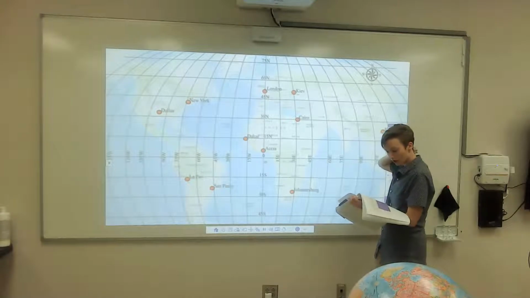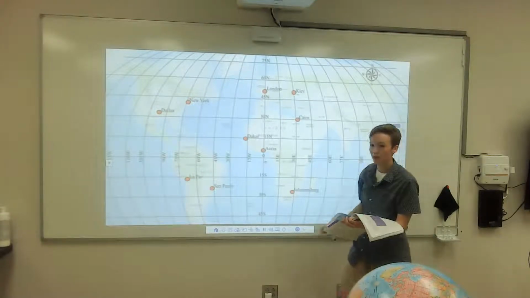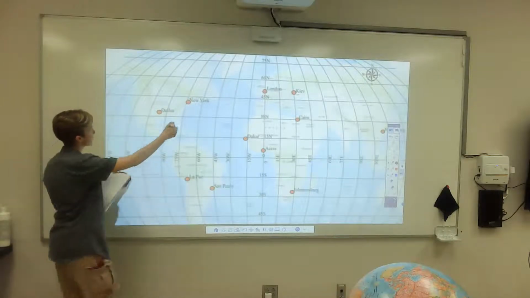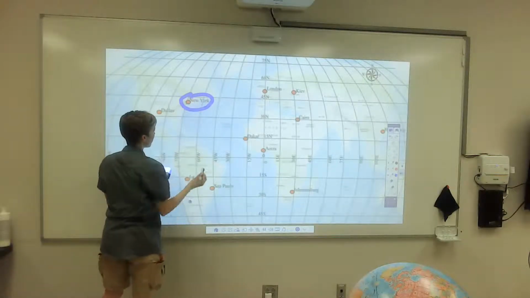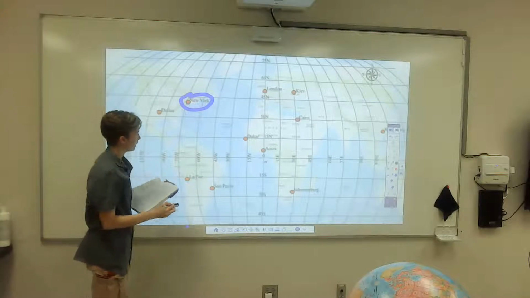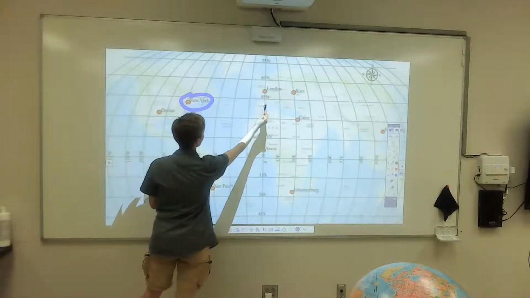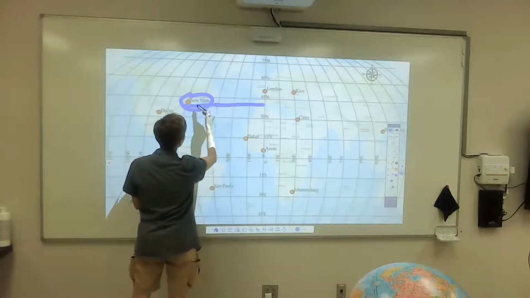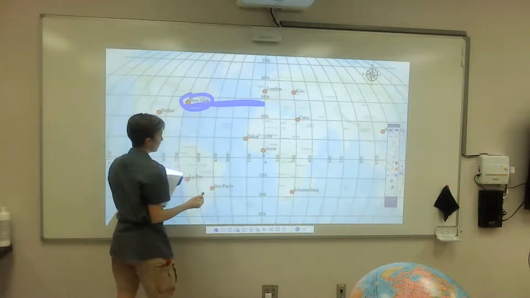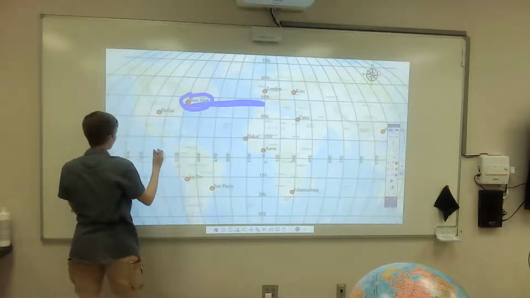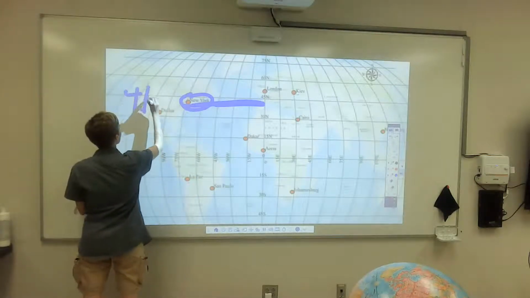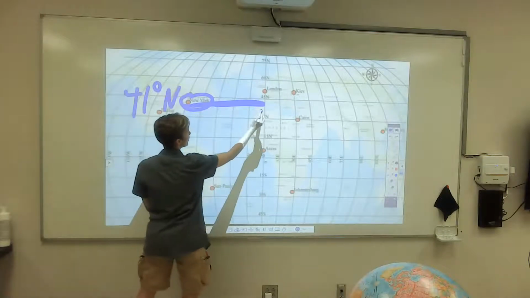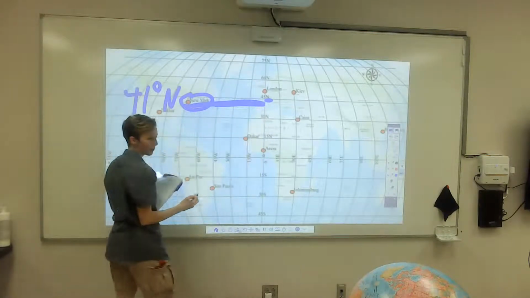Cool. Okay. Let's go over here to good old USA and let's look at New York. So we know New York is right here. Let's go find our latitude first. It's a little bit over 30, but below 40. It's not a very straight line, but close enough. So then we can see that this is 41 degrees north. North, that's how we got our north.